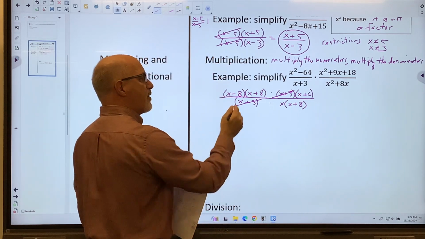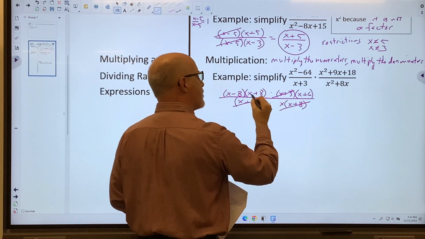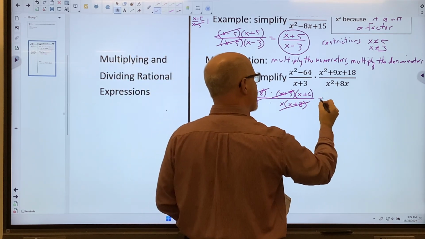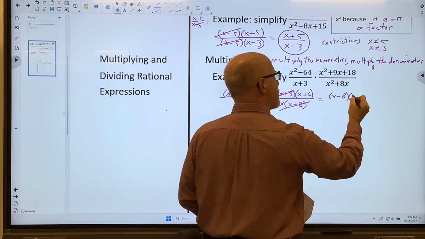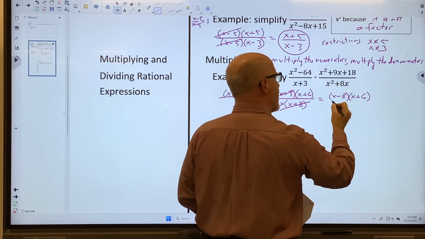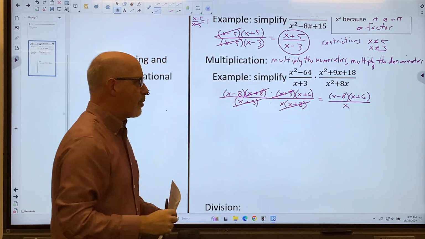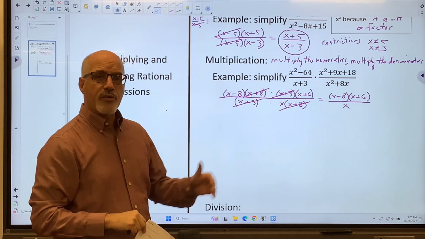We see that we also have an x plus 8 and an x plus 8 in the numerator and denominator, so we reduce those two because that's equal to 1. So what I'm left with is, in the numerator, just x minus 8 times x plus 6. And in the denominator, I'm left with just an x. All the other factors have been reduced with numerator factors. Now you do have to go through the last step here.